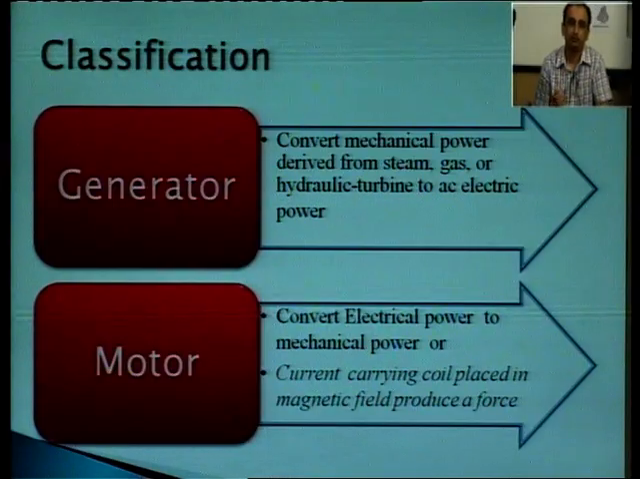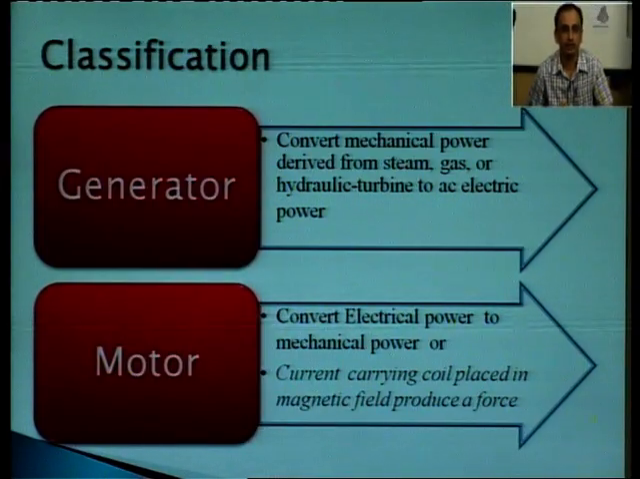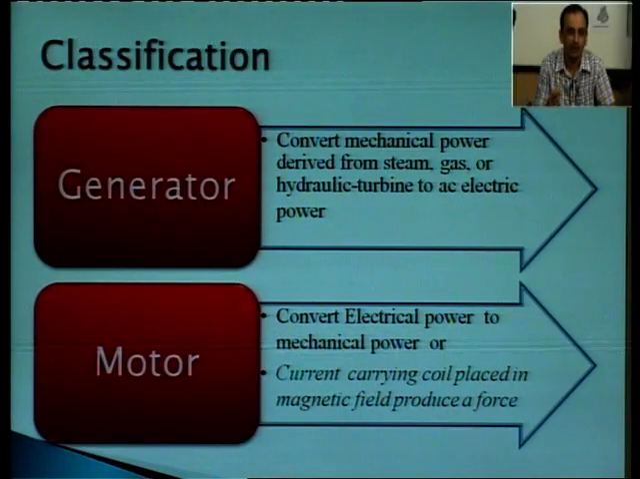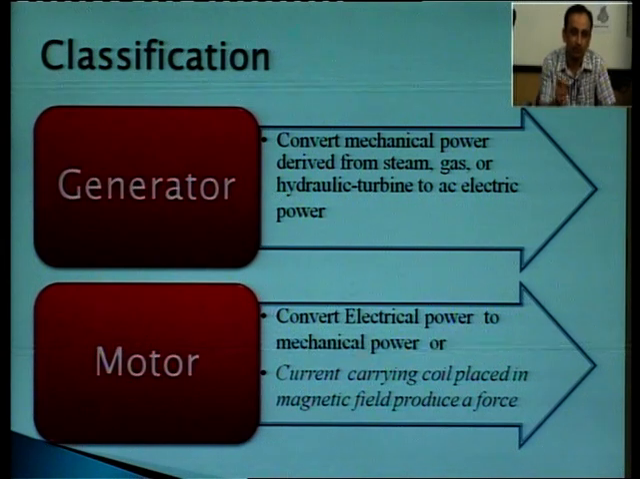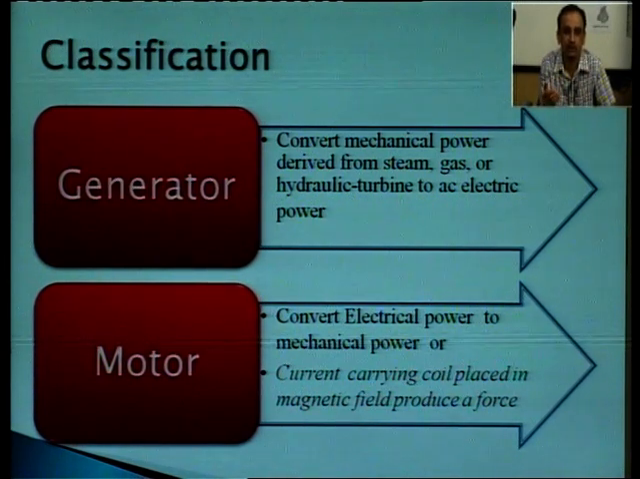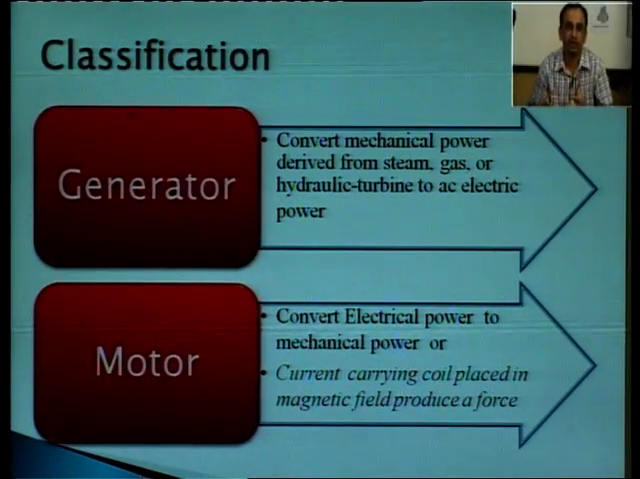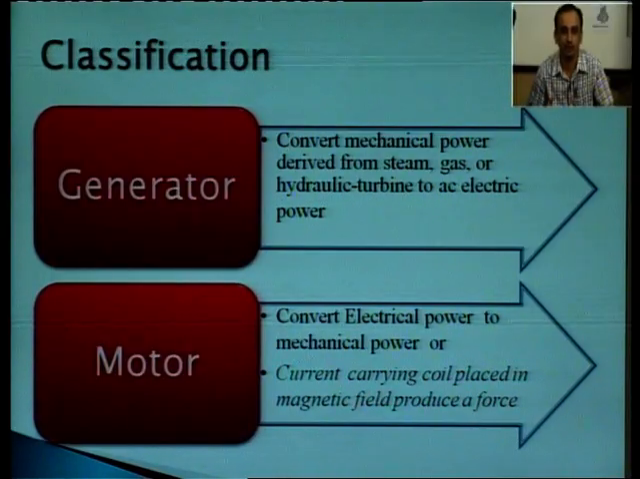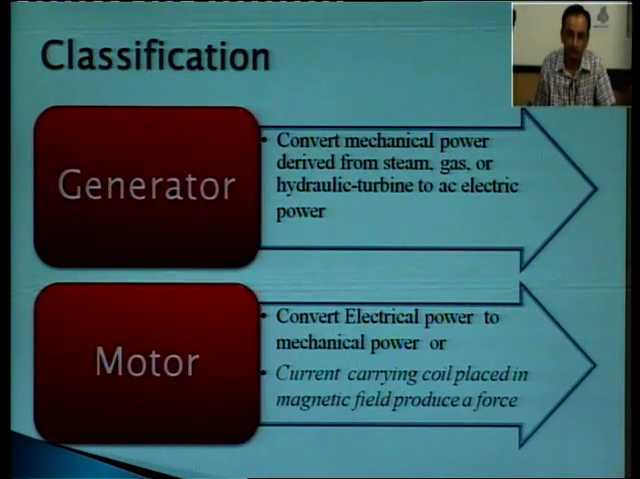Similarly, the motor converts electrical power into mechanical power. A fan is a simple example of a motor. We simply switch on the power and we get mechanical motion in return. Technically, in a motor, a current carrying coil is placed in a magnetic field. It induces a force whose direction can be given by Fleming's left hand rule. And for a generator, we can give the direction of the EMF using Fleming's right hand rule.